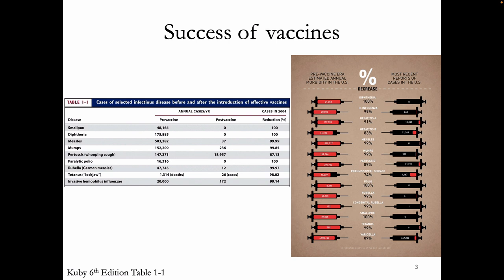On the left is a table from an earlier version of your textbook. On the right is the same thing in picture form. So what you can see here are the number of cases per year of many of these different infectious diseases pre-vaccine and post-vaccine, as well as the percent reduction that we've seen as a result of the vaccine. And again, you can see that here. The thing in the syringe is the cases at the beginning. Then we have the cases post-vaccine over here. So you can see that decrease, and so you can see this tremendous success of vaccines.